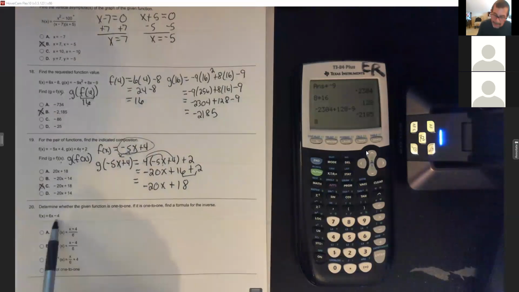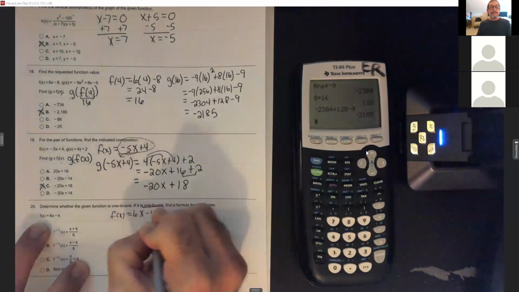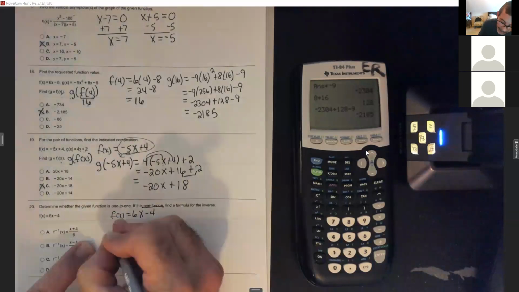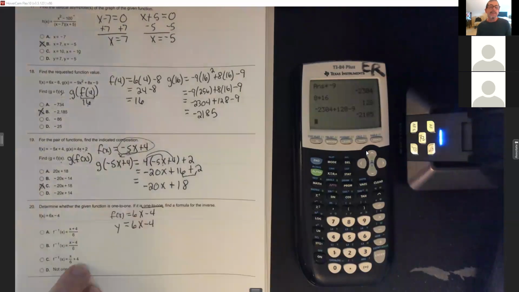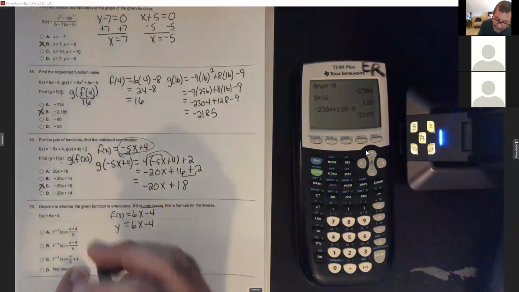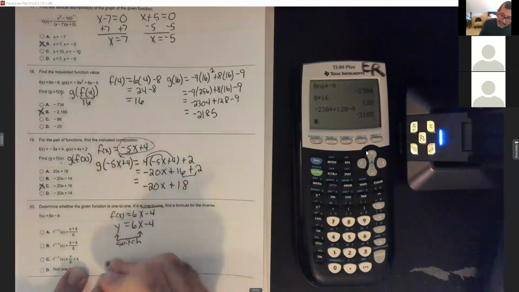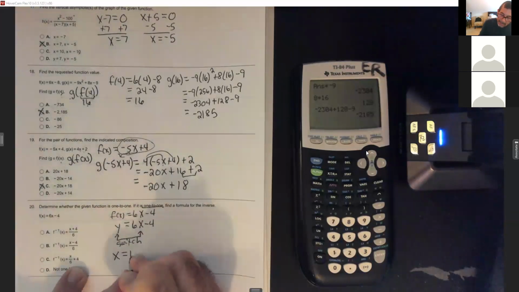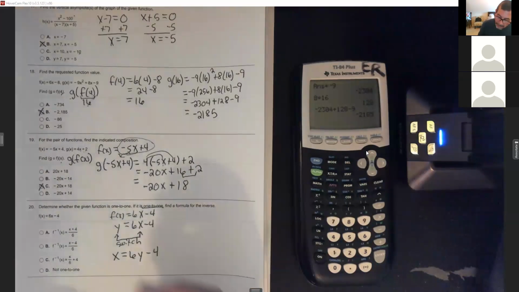So y'all, let me tell you this. This problem will definitely be one-to-one. So you're going to have to find a formula for the inverse no matter what. So we got f of x equals 6x minus 4. First thing we do is replace the f of x with a y. Once I replaced f of x with a y, I switch those around, so that you got x equals 6y minus 4. So now you got to solve it for the y. So you would add 4 first.